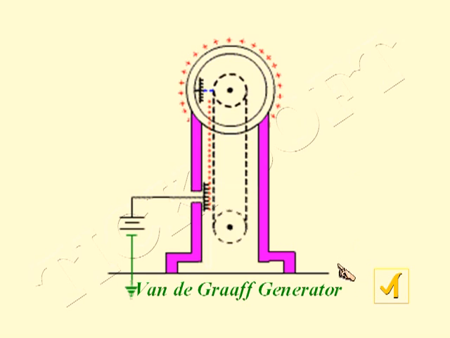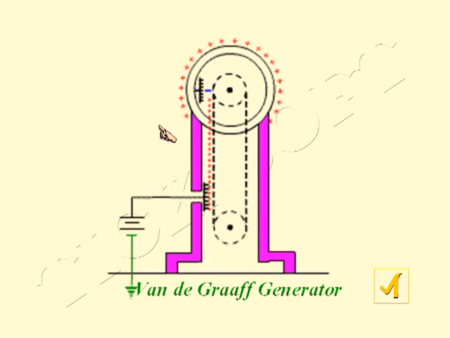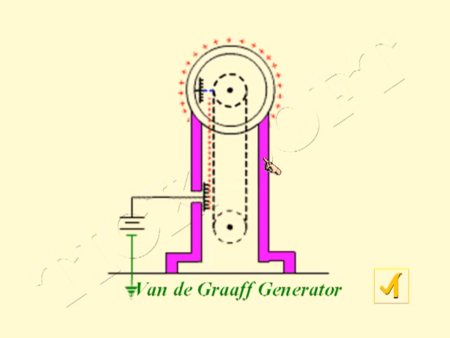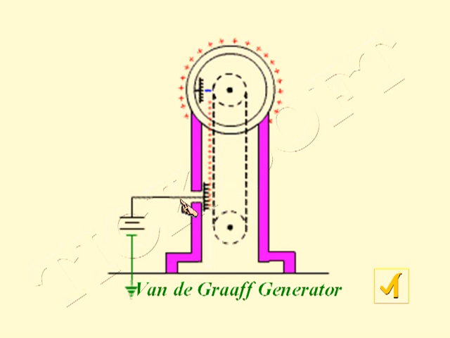The pillar is in pink color, and the two pulleys are connected by a belt which is continuously moving because it is rotated by a motor. Now a very high potential, 10 power 4 volt, is given to the comb D, and because of that the air is ionized and the negative charges are taken from the air.